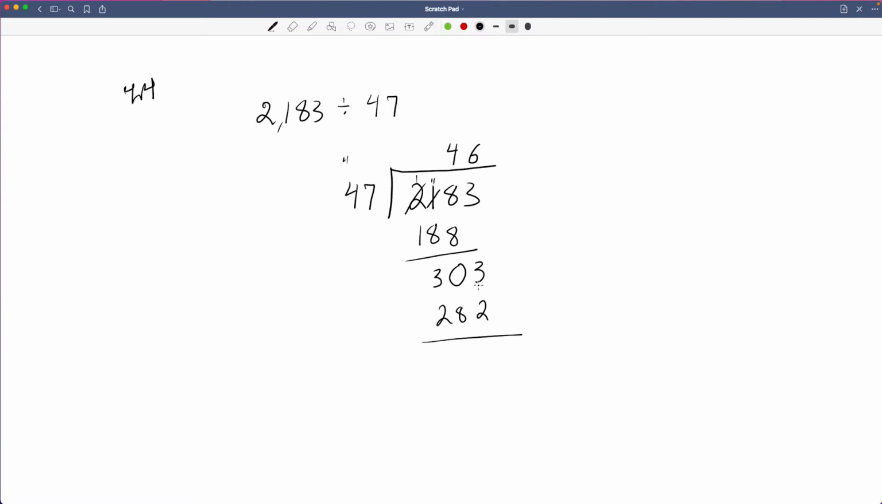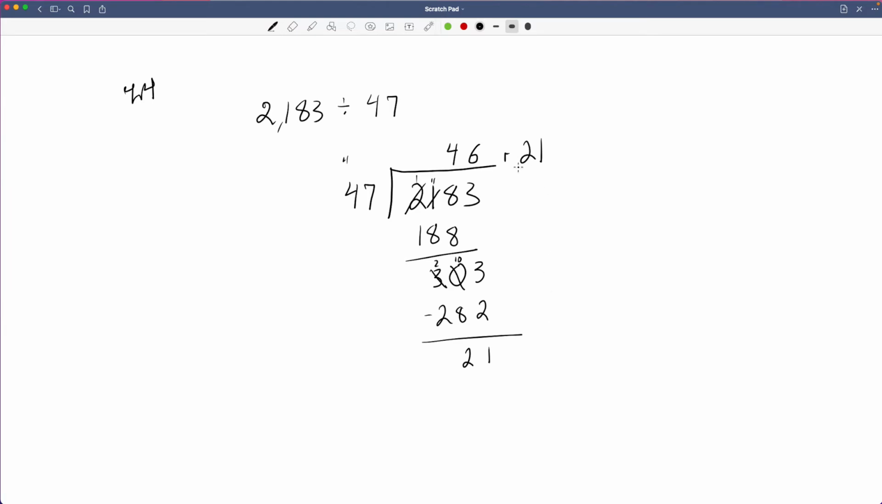So then when I do my subtraction to see if I got the right number, I'm going to borrow here. And that is going to be 10. And this is going to be 2. So 3 minus 2 is 1. 10 minus 8 is 2. 2 minus 2 is 0. So I have 46 with a remainder of 21. All right.